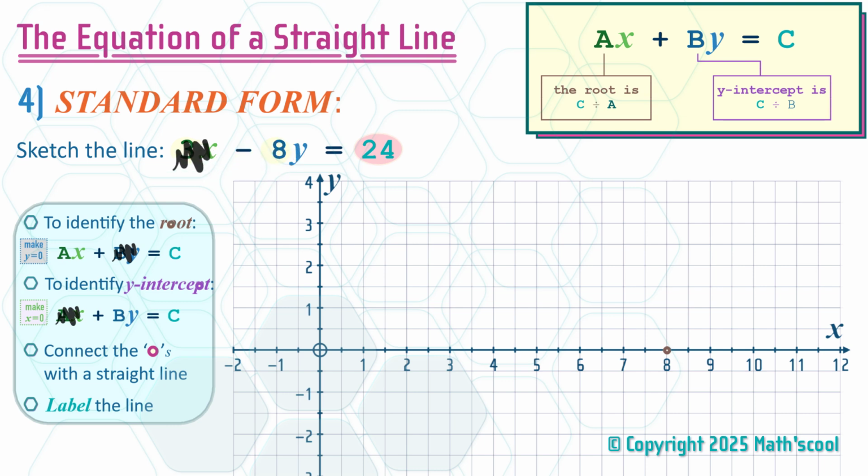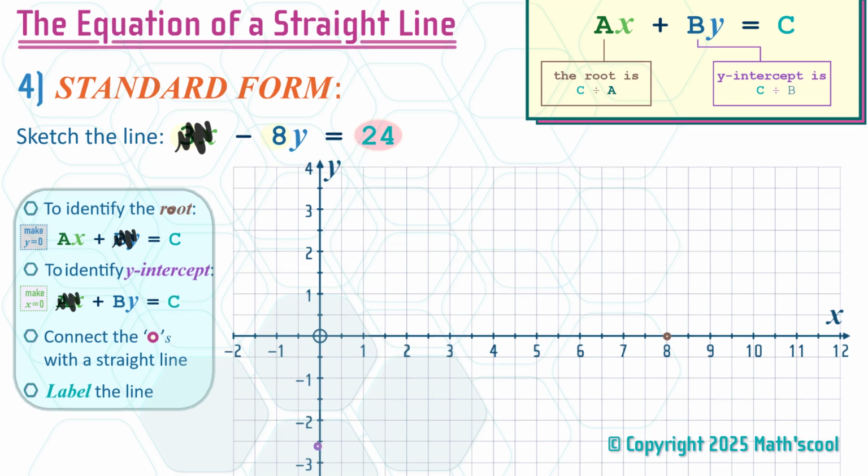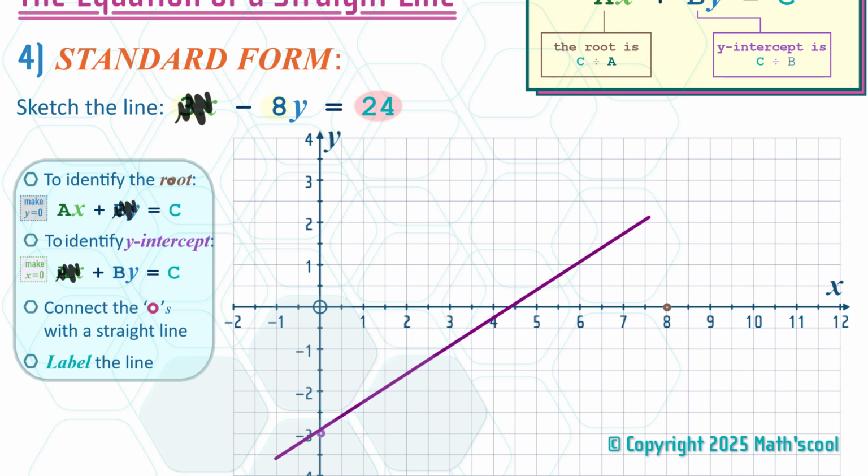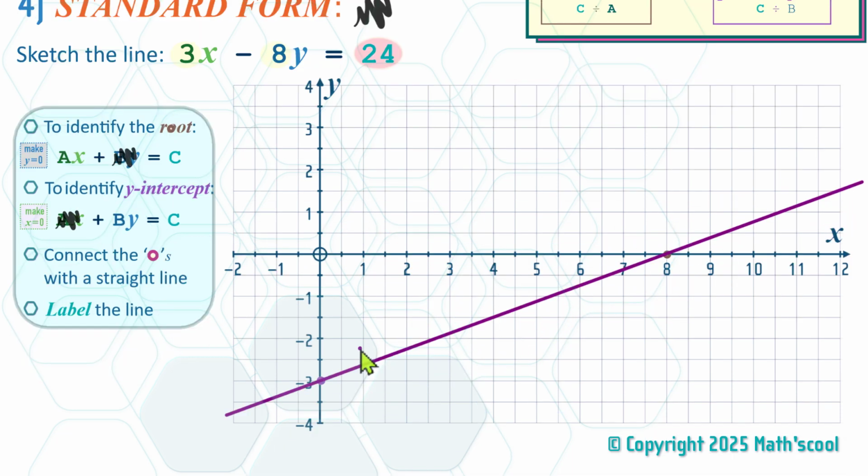I'm going to make x 0. So to find the y-intercept, you make x 0. And that's going to give me minus 8y is 24, which I can easily solve by dividing by minus 8. And that gives me y is minus 3. So the y-intercept is at minus 3. 3x minus 8y equals 24.